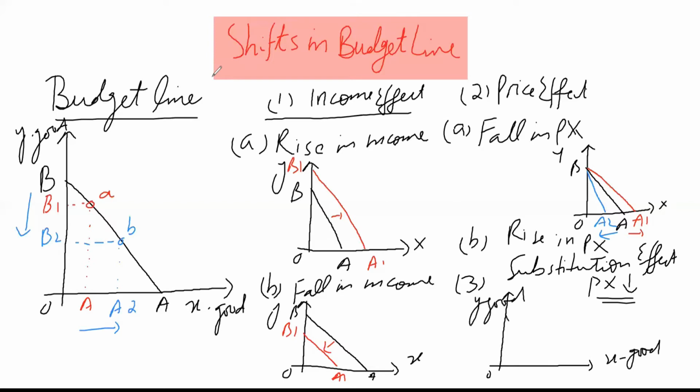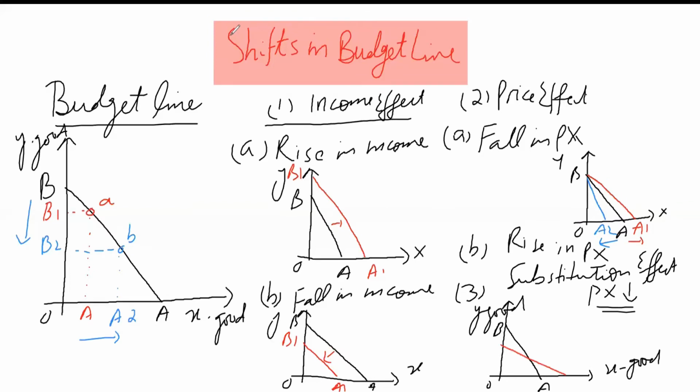Let's see, the initial budget line is AB, and if there is a fall in price of X, the consumer thinks that his purchasing power for X has increased relative to Y. So the budget line will shift like this. So the quantity of X that the consumer can purchase is A1, and the quantity of Y that the consumer can purchase is B1. So his purchasing power for X has increased while the purchasing power for Y has decreased.